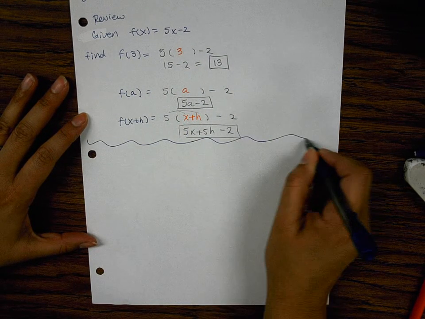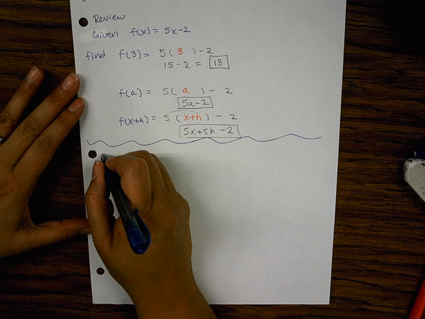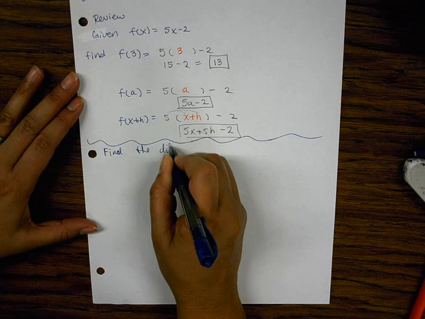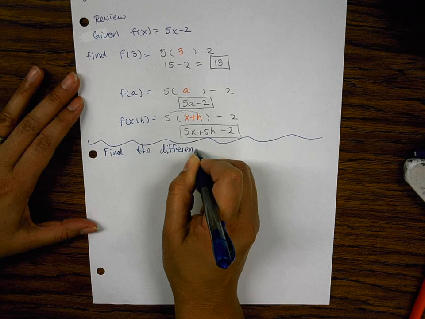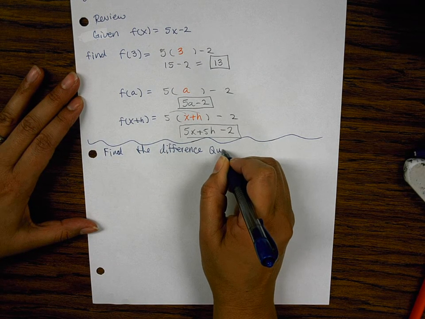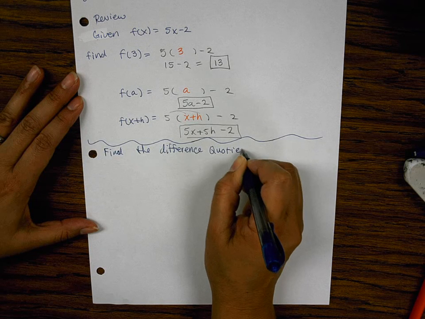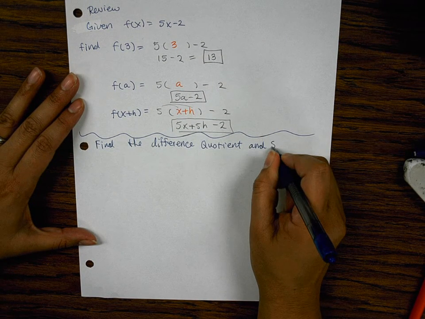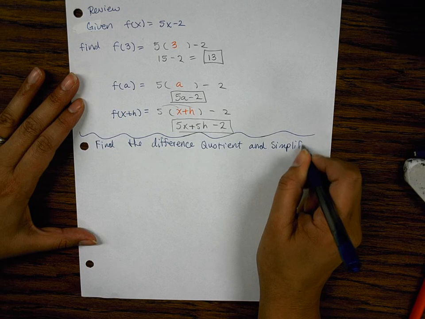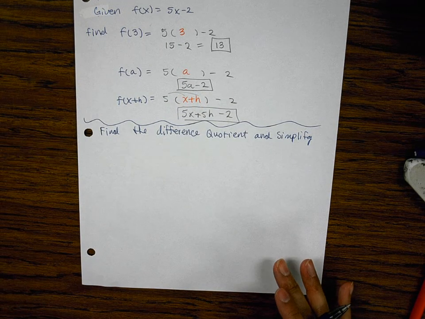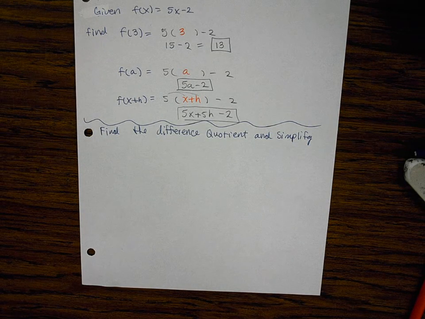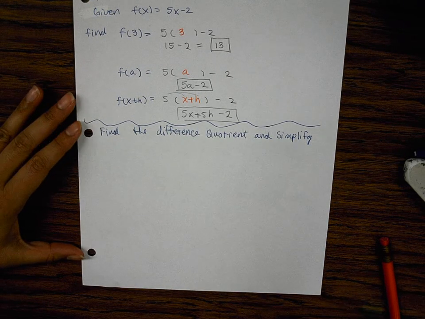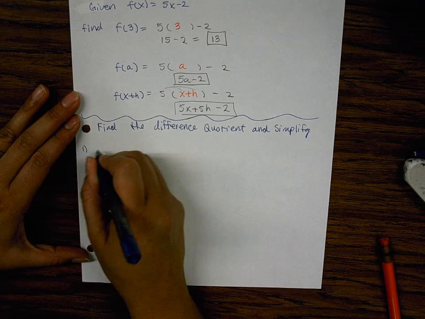This is the kind of stuff we're going to be dealing with in the difference quotient. Alright, so let's write that down. Find the difference quotient. And this is on the test, by the way. Find the difference quotient and simplify. I say that because this is one that kids tend to mess up on, so you want to make sure you come ready with questions in class and ready to go through and understand how to do these.